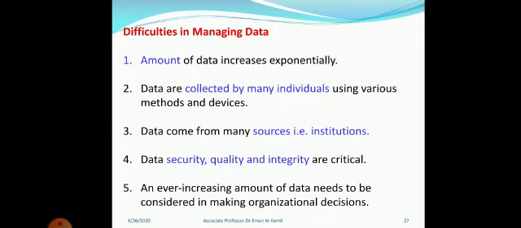Difficulties in managing data: the amount of data increases exceptionally. One of the problems in managing health information is that we have a large number of information. We have a large amount of data collected from different individuals. They are collected from different institutions. So there is variation in this information. Data security, quality and integrity are always critical.